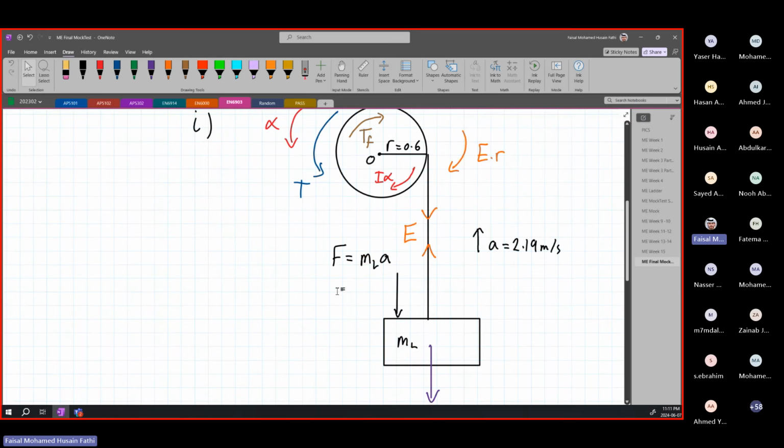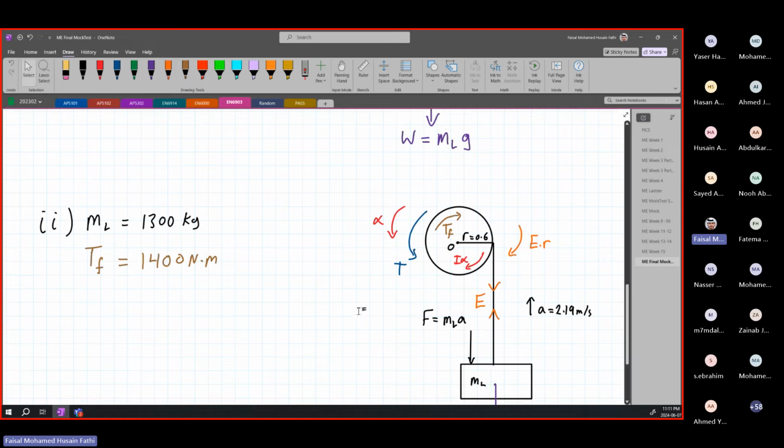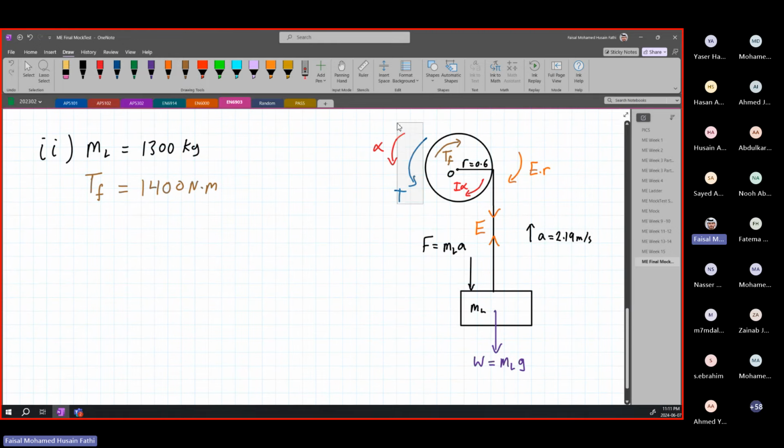1400 Newton meter. But what is remaining? The torque is what we need to find, that we will calculate. We do not have our I alpha and we do not have our E. First, let us look at I alpha. What does that mean? We need to find our I and we need to find our alpha.